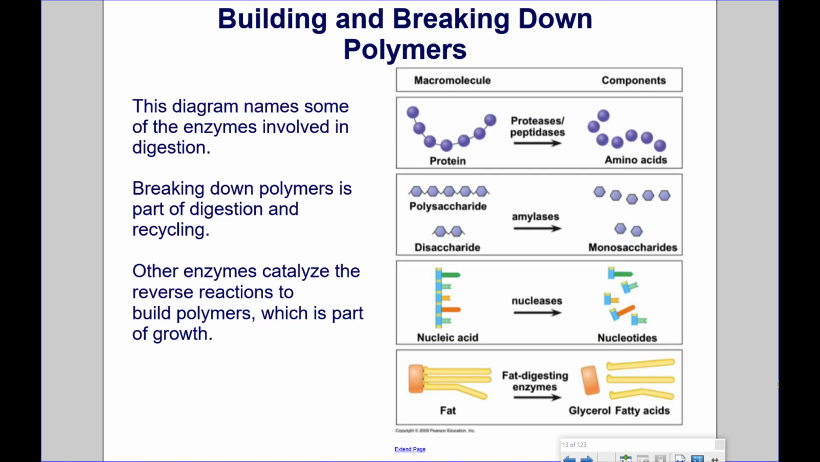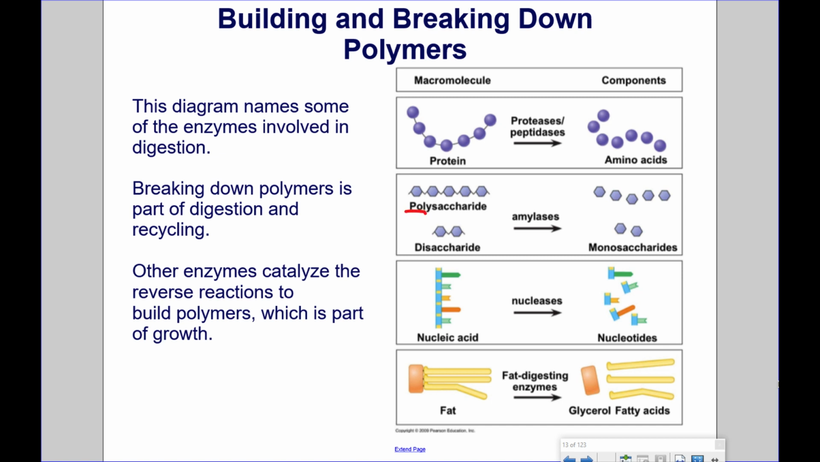Building and breaking down polymers. This diagram names some of the enzymes involved in digestion. Breaking down polymers is a part of digestion and recycling. Other enzymes catalyze the reverse reactions to build polymers, which is part of growth. A protein is broken down by proteases or peptidase enzymes into the amino acid monomers that make them up.